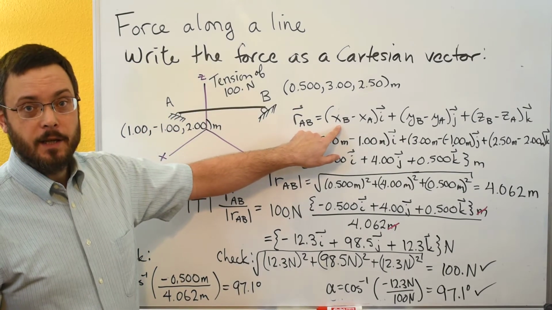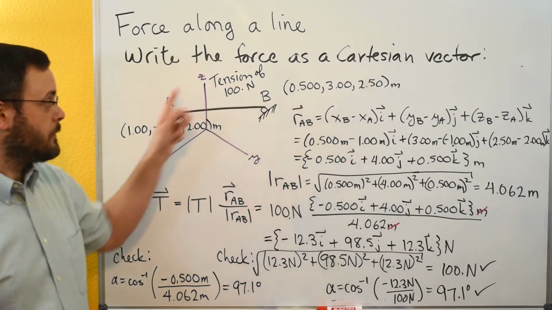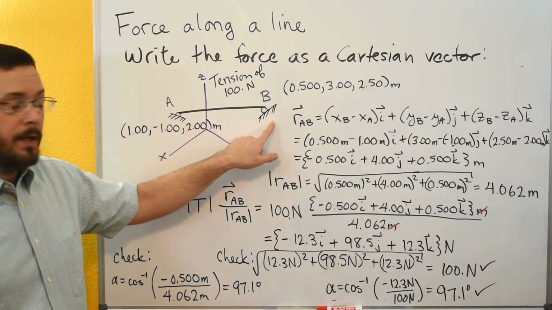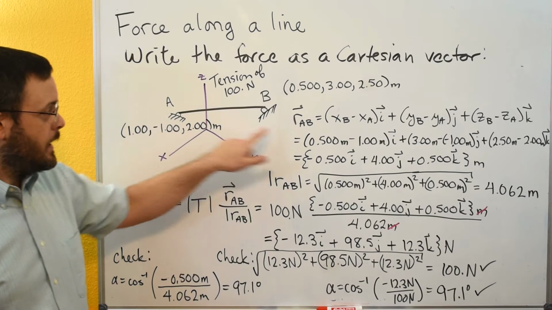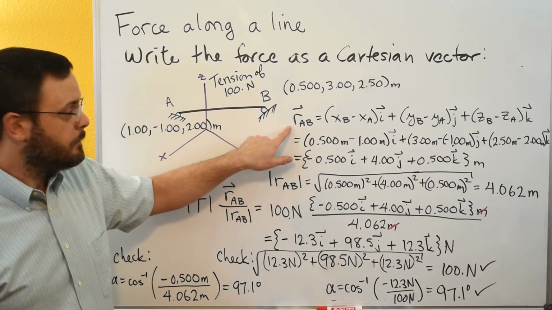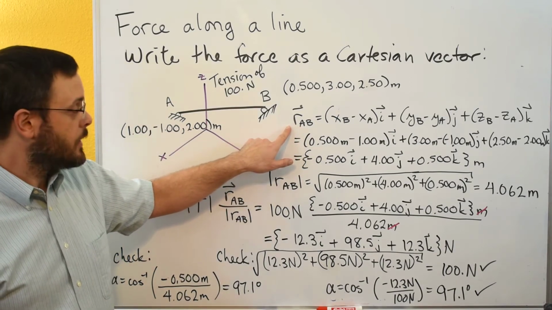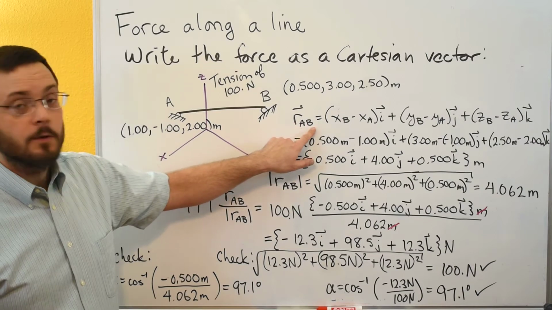So we can construct a position vector that's the displacement going from A to B, and it's always going to be destination minus the starting point. So our destination is B, and our starting point is A. That's why we labeled it R position. R is always for position vector. And then from A to B.